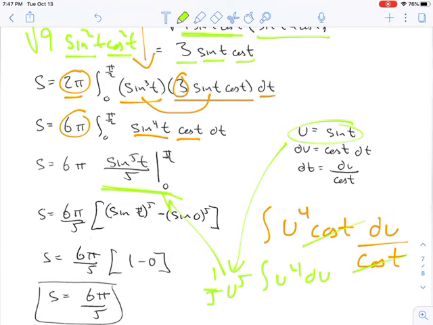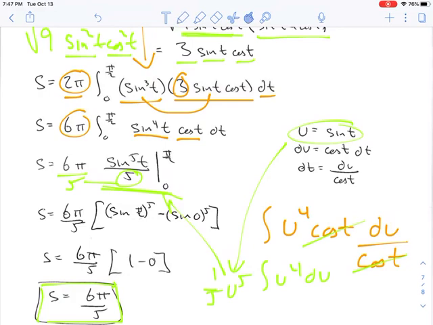And evaluating that from 0 to pi over 2, we have the sine of pi over 2 to the 5th power minus the sine of 0 to the 5th power. And again, I'm taking this 5 and moving it out and putting it under the 6 pi. The sine of pi over 2 is 1, to the 5th power is 1. The sine of 0 is 0, to the 5th power is 0. 1 minus 0 is 1, times 6 pi over 5 is 6 pi over 5.